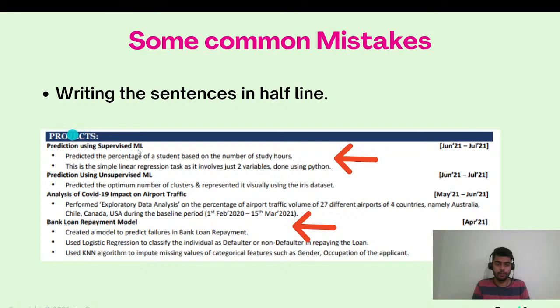Like this size to be 12 and this size to be 11. And obviously, don't use a full stop. That thing is not going to matter. Obviously, you can all see the project title, prediction using supervised ML.